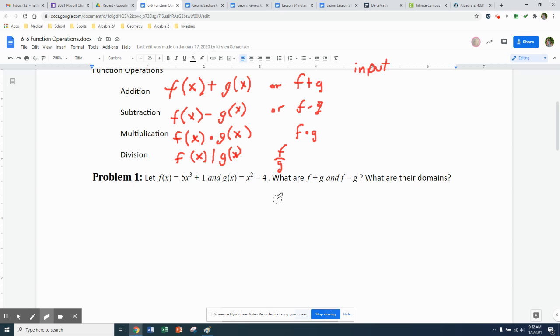Now it wants to know what is f plus g and then f minus g, and we're going to hold off on the domains. So where it says f plus g, this is going to mean take the function rule from the f function and add the function rule from the g function. So first, the f function rule is 5x to the third plus 1. Then we're going to add to that the g function, and I'm just going to use color coordination here. So g function is x squared minus 4.